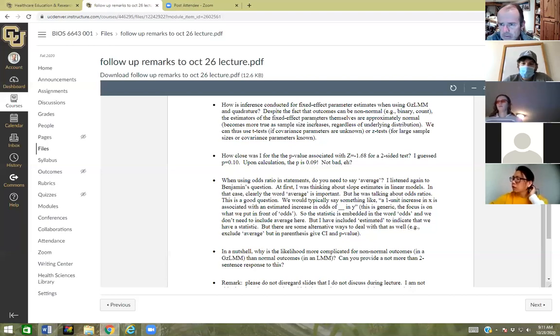Despite the fact outcomes can be non-normal, the estimators of fixed effect parameters themselves are approximately normal, which becomes more true, especially as sample size increases. So we're going to use t-tests and z-tests. What's the difference between the t-test and z-test? Well, the t-test, as I mentioned here, if you don't know the covariance parameters and you're estimating them, you want to account for that extra variability, right? And that's what we do in a t-test.